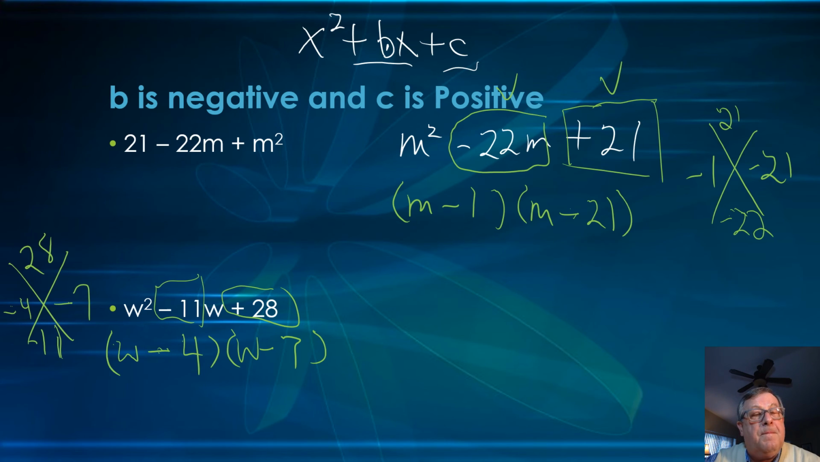Next, we'll look at when c is negative, and we'll get our biggest clue as to what the sign of b is. Is it positive or negative?